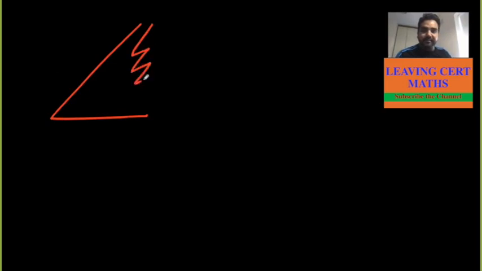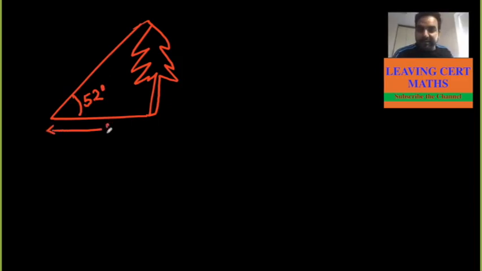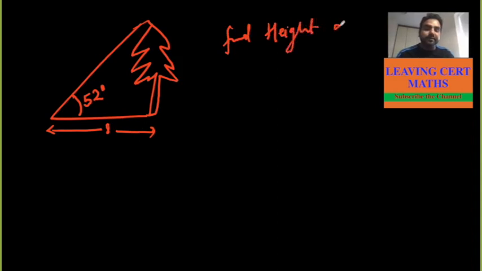So the question is, I'm drawing here. So this is a tree, right? Now this angle they have given as 52 degrees, right? And from here to here you have 8, right? And now what they ask you is to find the height of the tree. How will you find it?